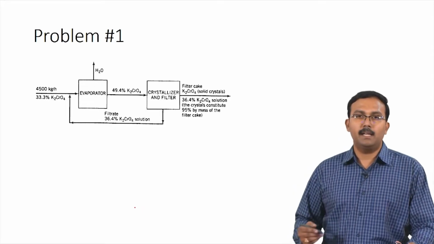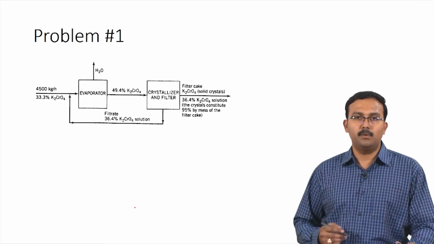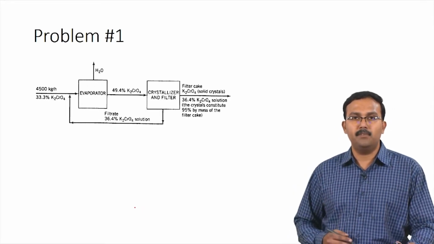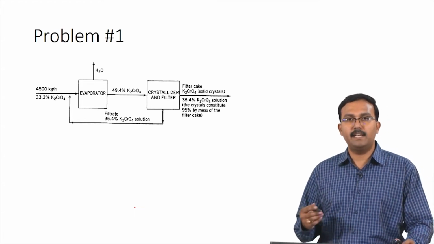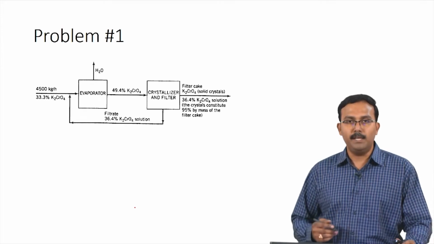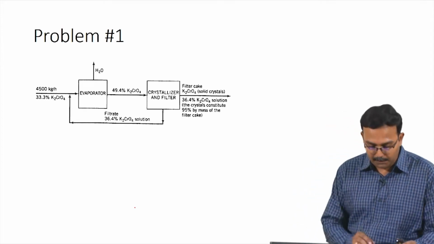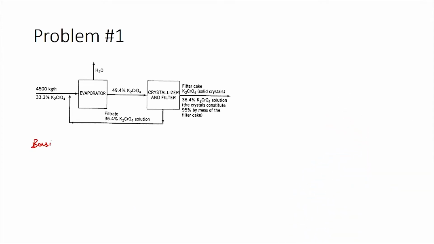So just like any material balance problem, the basis would be taken from the information given. So you have 4500 kilograms per hour of fresh feed entering. So the basis would be 4500 kilograms per hour of fresh feed.